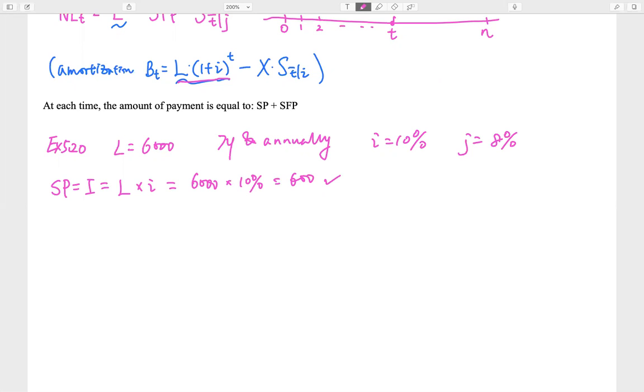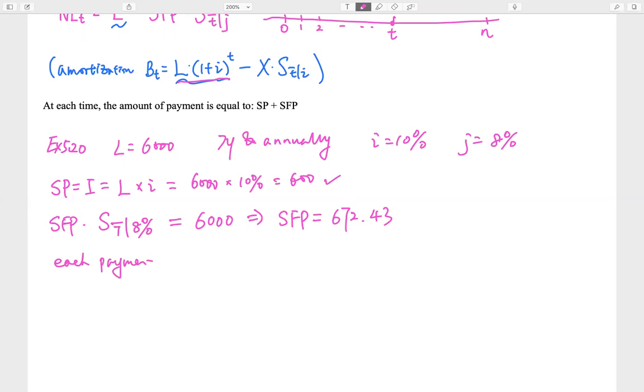Now let's figure out the sinking fund payment. The sinking fund payment times the accumulated value of the level annuity of 7 years at 8%, right? I want this sinking fund to accumulate $6,000 by the end of 7 years. So from here, I can get the SFP to be $672.43. Okay, now I can claim each payment would be equal to the service payment plus the sinking fund payment, so it's 1,272. Okay, so that's the sinking fund method.